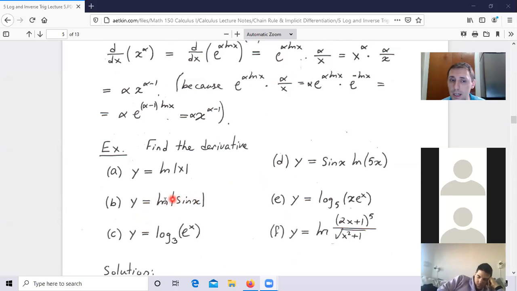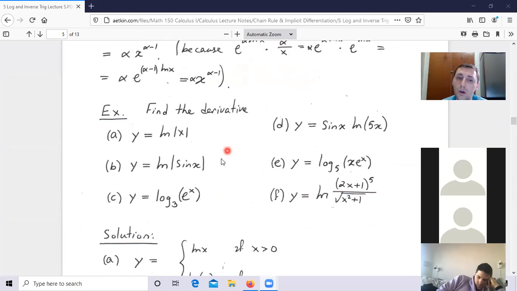Everybody sees that? The derivative of ln absolute value is 1 over what's inside of the absolute value. The derivative of that will be cosine of what's inside. So you get cosine over sine, which is cotangent. Go ahead, guys, and solve, and you can do it very quickly. Can you tell me what is c? What's the derivative of c?